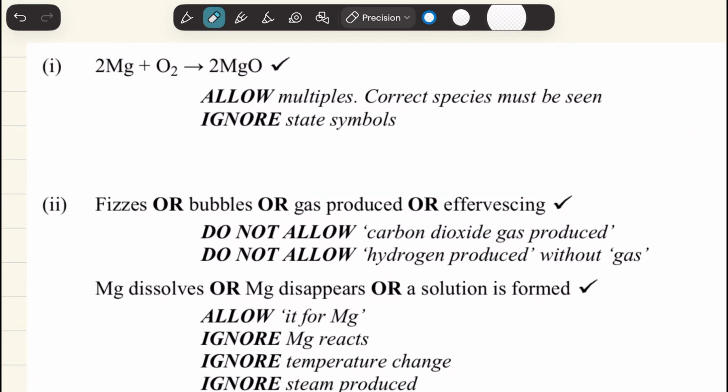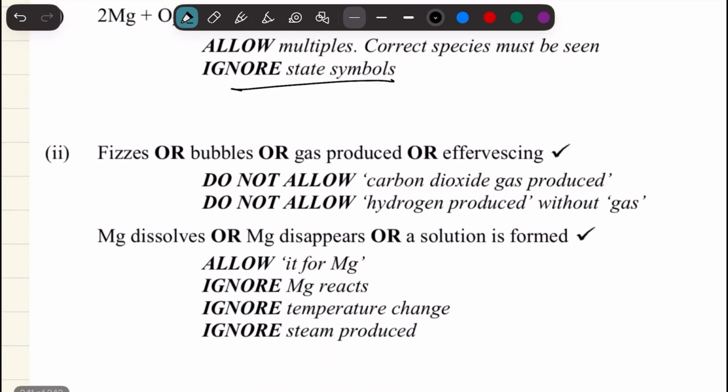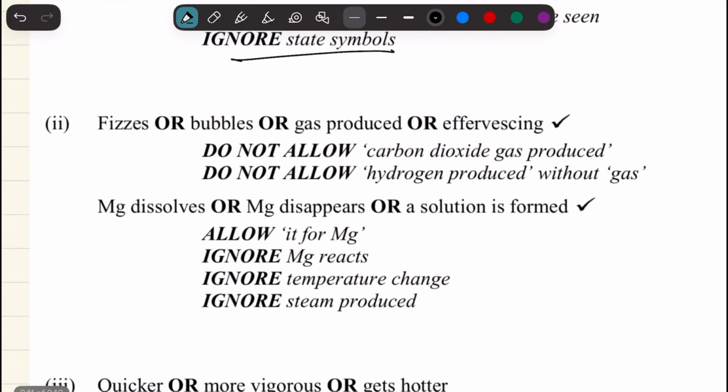Okay, so questions now. This one didn't ask for state symbols, which it says ignore. You can put them in, you can not put them in. Just make sure when they ask for state symbols, you do. And again, we talked about the metal plus oxygen gets a metal oxide, and that's that. Balance it by yourself.